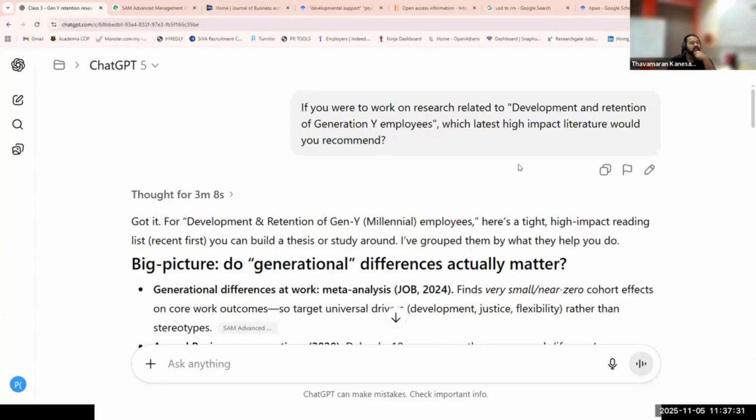So coming back to this. If you were to work on research related to development and retention of Generation Y employees, which latest high-impact literature would you recommend? Mark my word, high-impact latest literature. High-impact means must be Web of Science, because impact factor comes from Web of Science. And even if Scopus, must be at least Q1, Q2, won't be Q3, Q4.